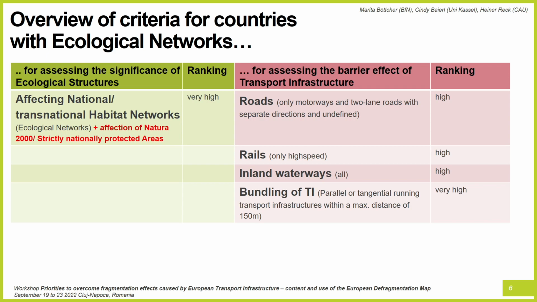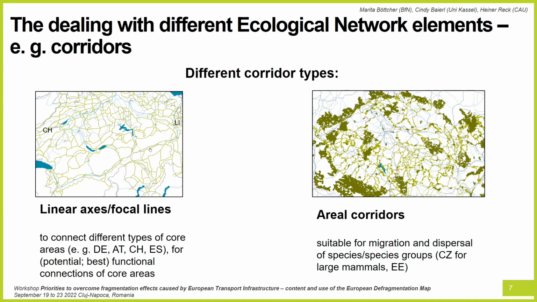For assessing the barrier effect of transport infrastructure, we use different types of linear infrastructure. These are several kinds of roads, rails, and inland waterways, and we consider, with a high priority for the ranking of the defragmentation effect, the bundling of transport infrastructure. To this I will tell you more later on.